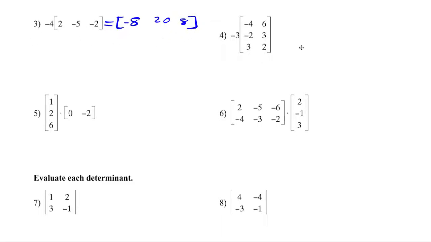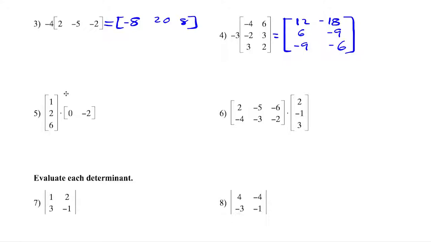Simple enough, right? Same thing over here for number 4. We have a scalar of negative 3, and so we are going to distribute that in. So we get 12, negative 18, 6, negative 9, negative 9, and negative 6. There we go.